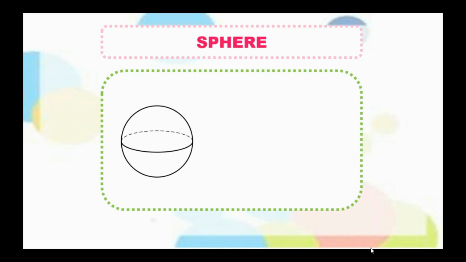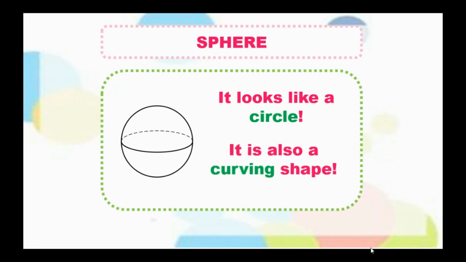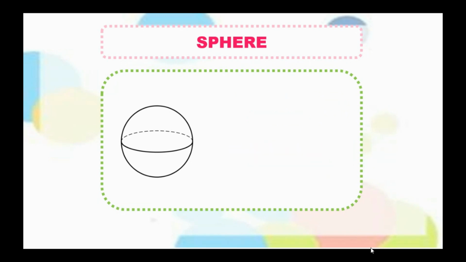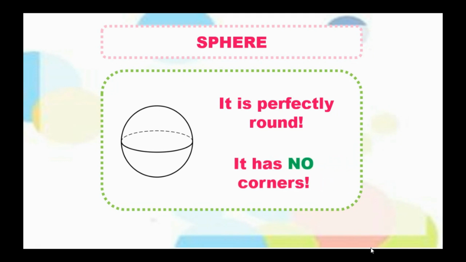Next, sphere. It looks like a circle. It is also a curving shape. It looks like a ball. It is perfectly round. It has no corners.